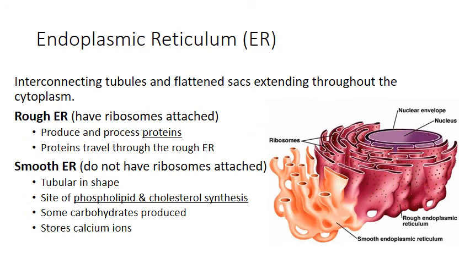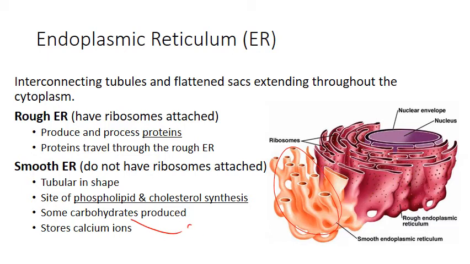Our next one is the endoplasmic reticulum, which I've been mentioning a few times now. So we have the rough ER and the smooth ER. The big difference between the two is whether they have ribosomes attached or not. Rough ER does have ribosomes, which means it can make protein. Smooth ER does not have ribosomes attached. It's more tubular in shape, as you can see here, and is the site of phospholipid and cholesterol synthesis, and some carbohydrates are going to be made there.